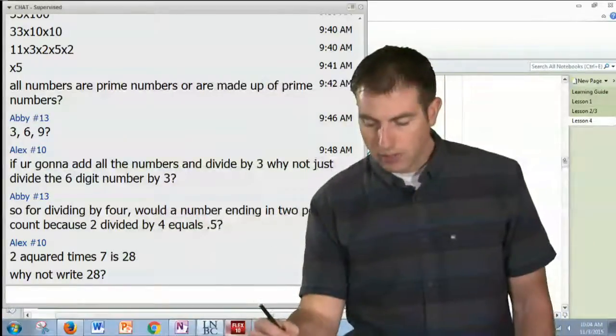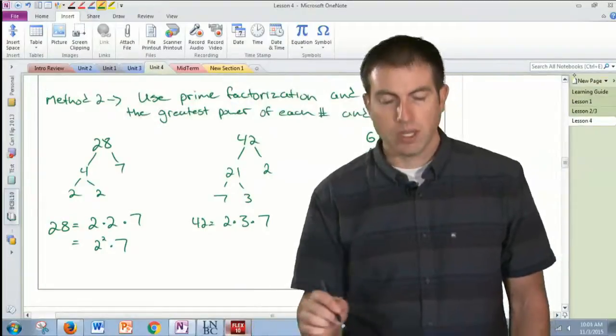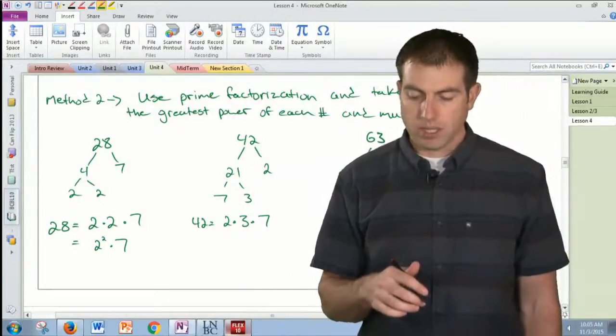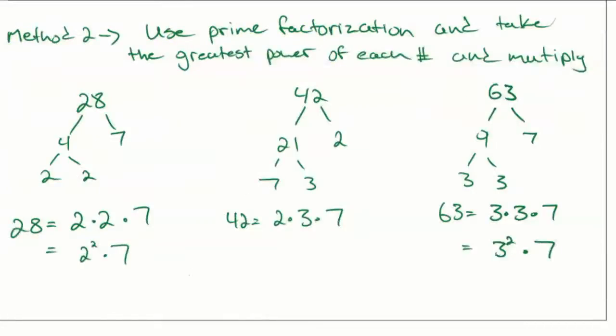So if I go back up to how I defined what we were going to do here, method 2: use prime factorization, take the greatest power of each number, and multiply them. So I'm still trying to find the least common multiple of these numbers, the LCM. I'm going to take the greatest power of each number. So I'm looking, I see 2. Okay, what was the greatest power of 2 I had? I see I have a 2 squared here.